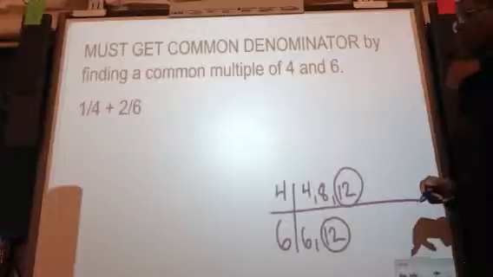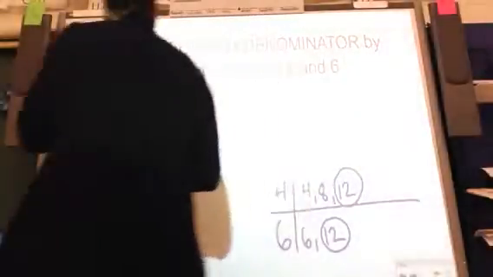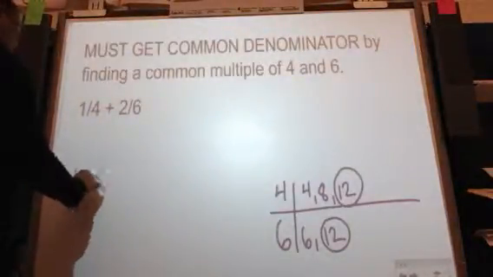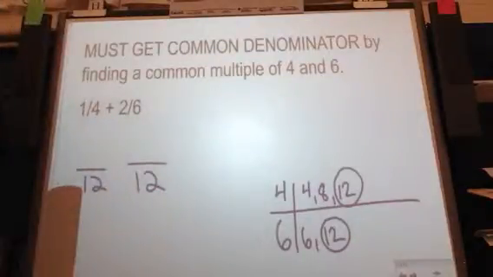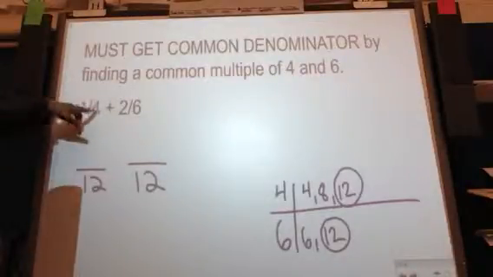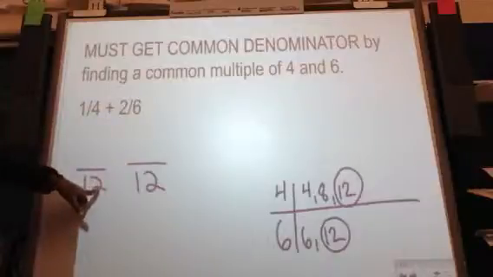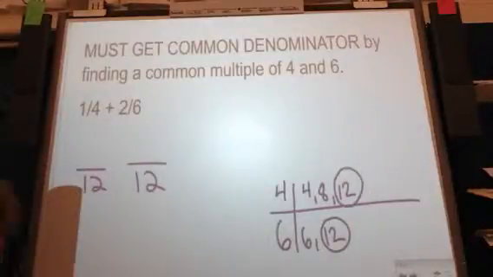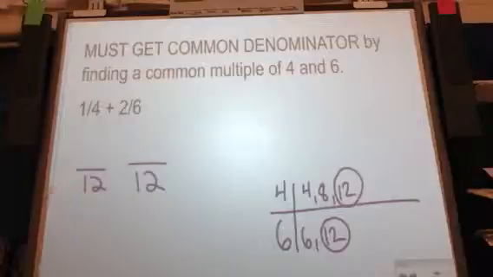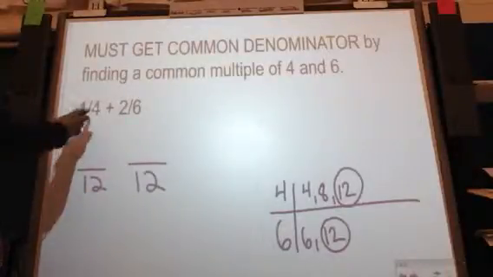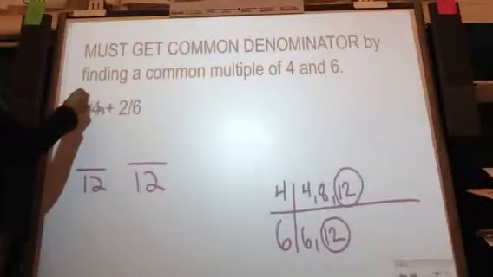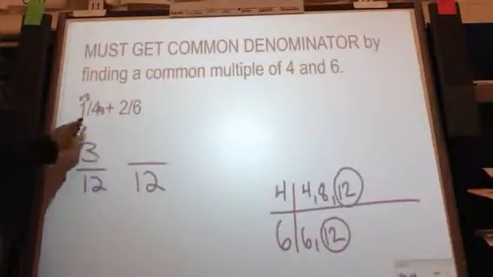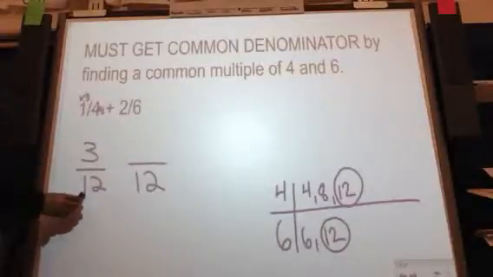So we found 12. Now that we've found 12, we're going to put 1/4 over 12, and we're going to put 2/6 over 12. When you do that, what you're trying to find is a common denominator, an equivalent fraction, excuse me. So 1/4 is equivalent to what in twelfths? And 2/6 is equivalent to what in twelfths? So you have to ask yourself, 4 times what is 12? So it'll be times 3. So then you multiply 1 times 3, and that's going to give you 3. So 1/4 is the same as 3/12.